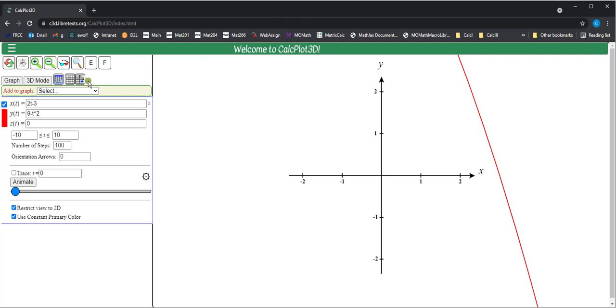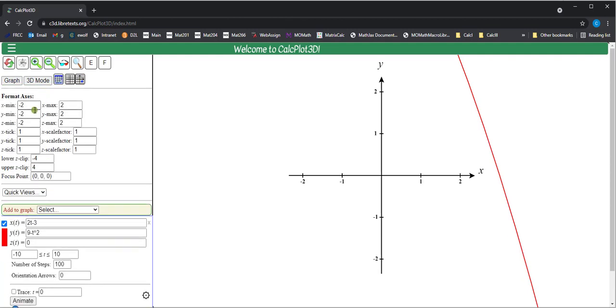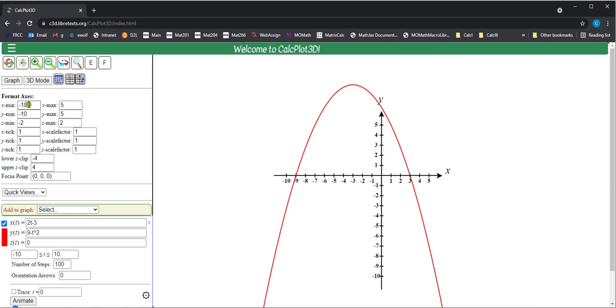Now we can't see this very well, so I'm going to click on my axes panel and adjust this to be from x equals minus 10 to x equals, I think, 5 or 6 should be enough. And let's do y from minus 10 to 5. I think that's enough to see this. Yep. So here's the graph of this vector valued function, which is just a parabola.